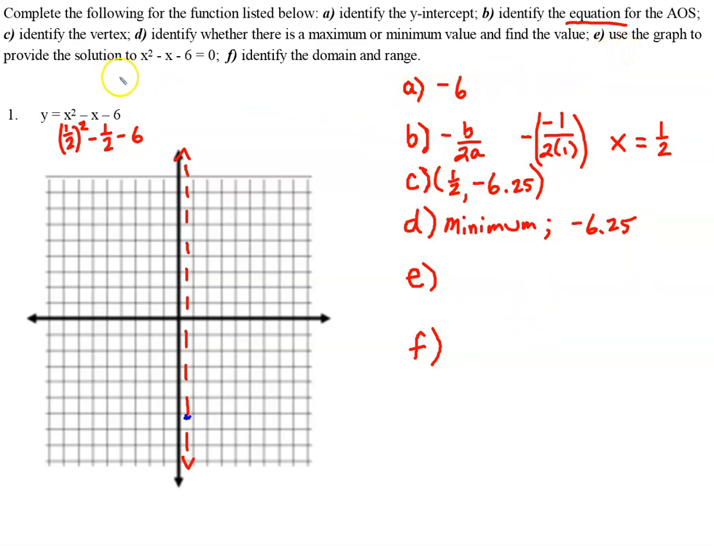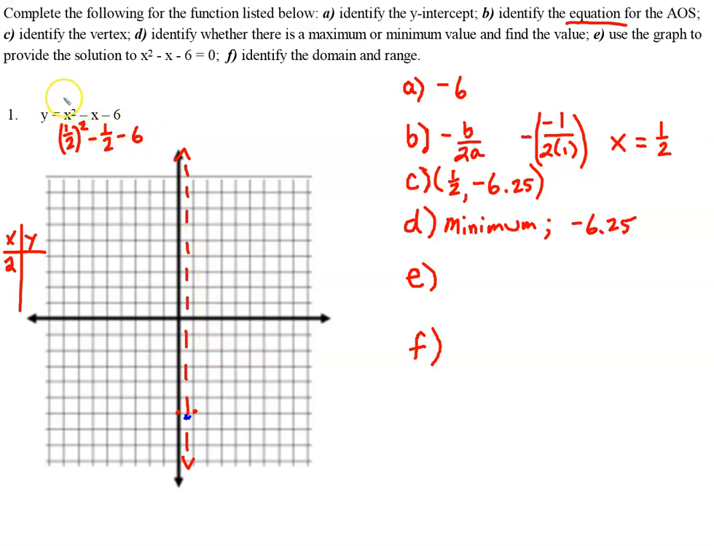Letter E, use the graph to provide the solution to x squared minus x minus 6. So let's go ahead and finish our graph. We know that the y-intercept is -6, so I'm going to plot that point and then match it up on the other side. Okay, and so I'm going to do a little table of values to come up with other points. So let's input 2. Okay, I need a point for x equals 2.